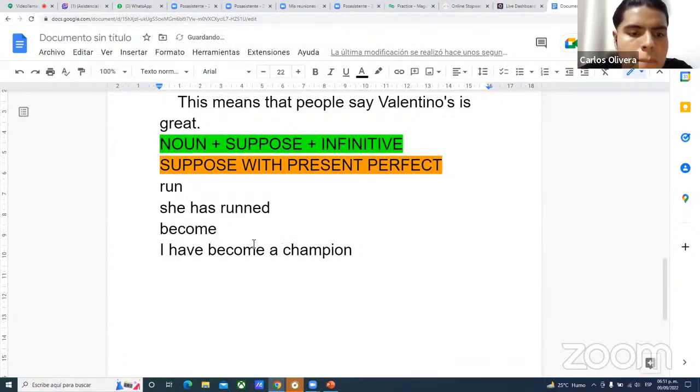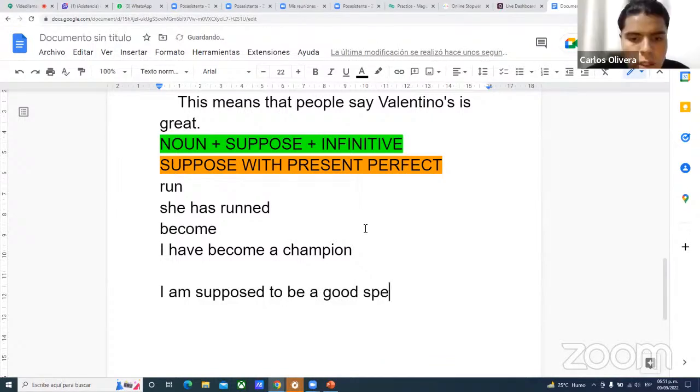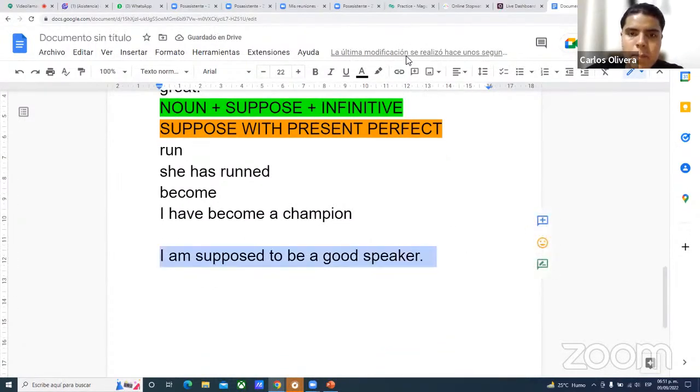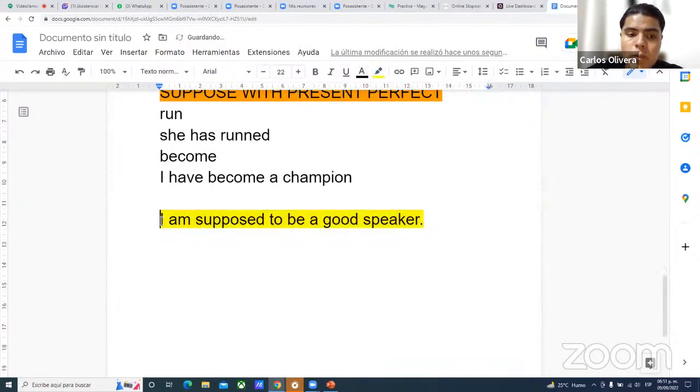Okay. So look at this sentence. Tell me what you see. I am supposed to be a good speaker. Look at this sentence, Shirley. I am supposed to be a good speaker, ¿no? Estoy supuesto o debería ser un buen disertante, speaker. Now, what is the idea here?